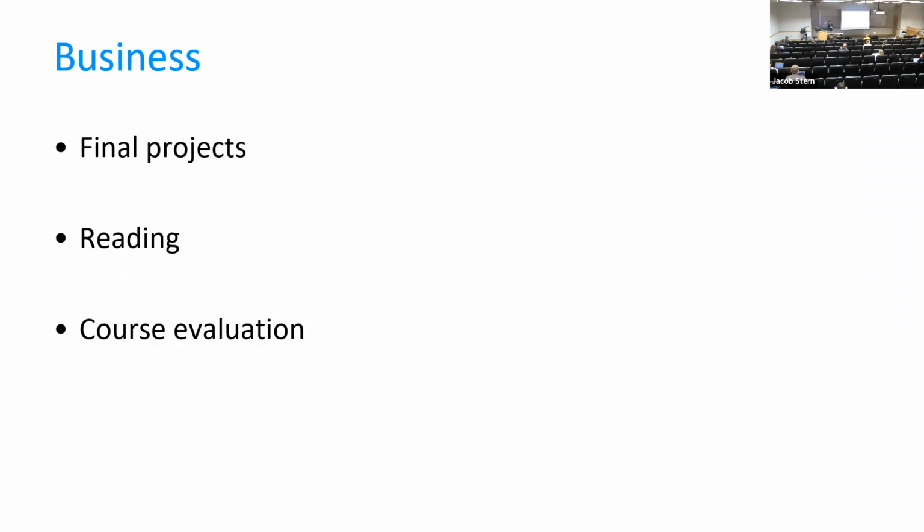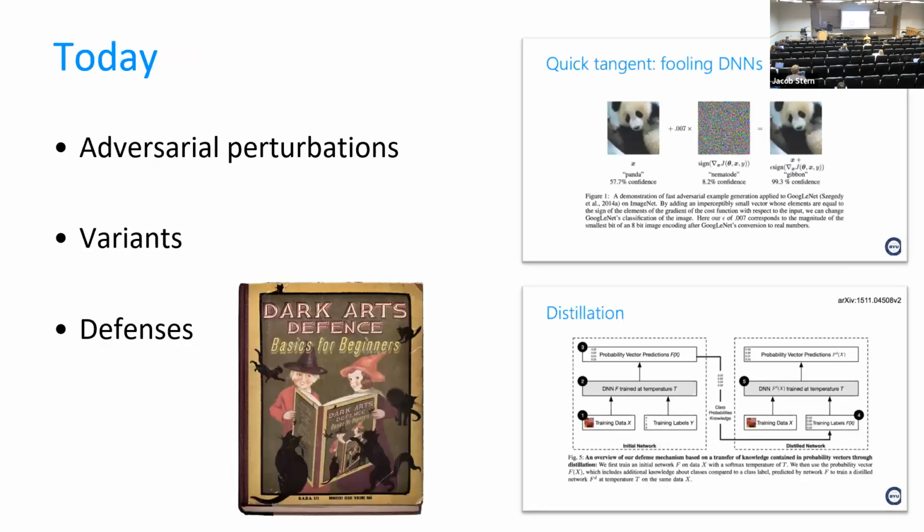All right. So today we're going to talk about adversarial perturbations. Basically how we can change our inputs to our neural networks to completely fool them without actually changing what the input looks like. A couple of different variants of how to do this, and then how we defend our neural networks from adversarial attacks.